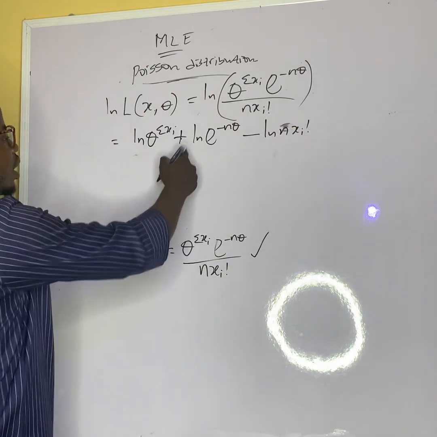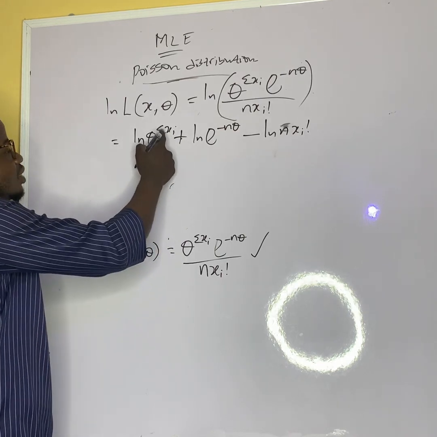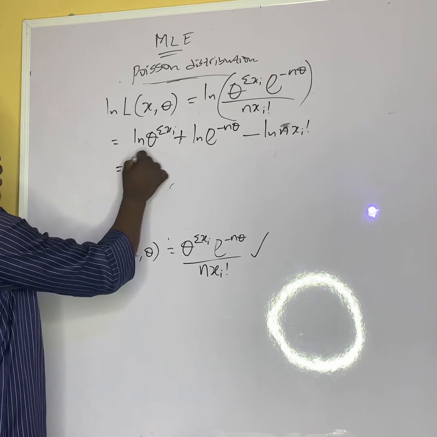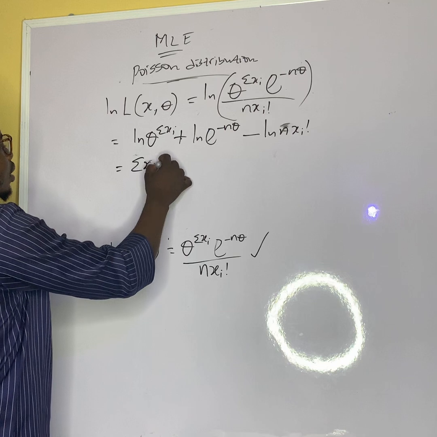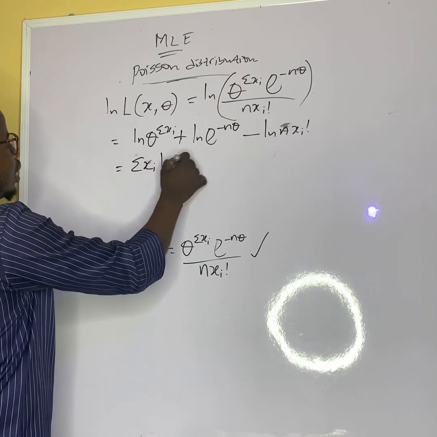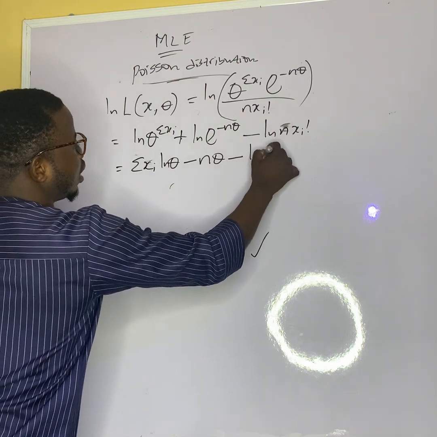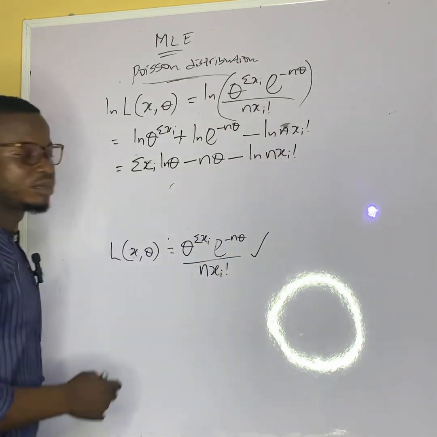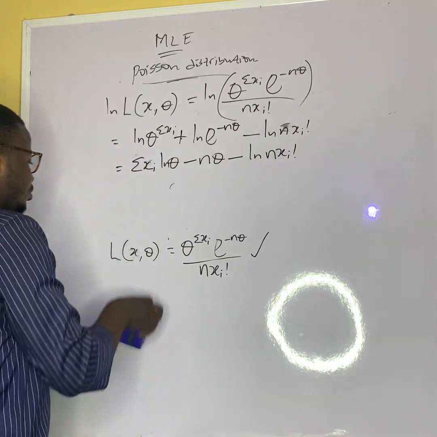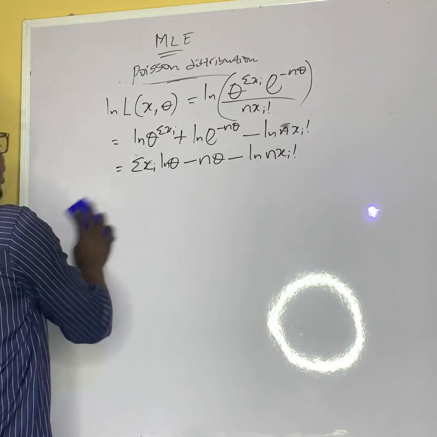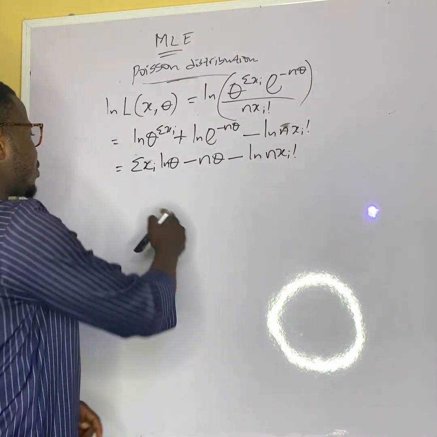Since we have a log and this exponential, the two will cancel each other, and the summation xi will come down. So we have summation xi ln theta minus n theta minus ln of the product of xi factorial. That is what we are going to have. So by the time you take the natural log of the likelihood function for a Poisson distribution, we have something like this.